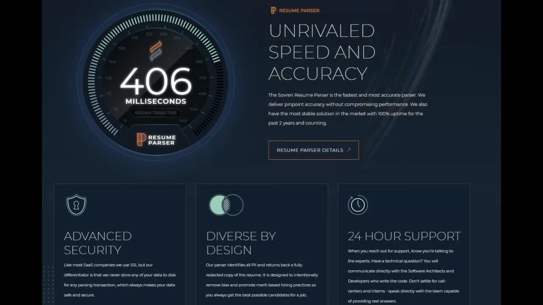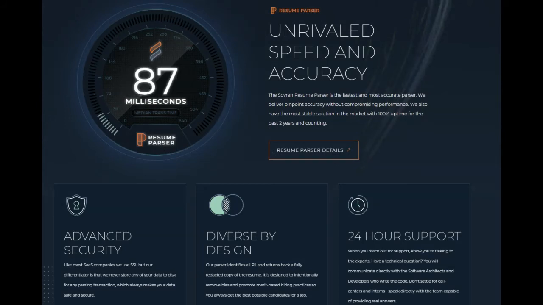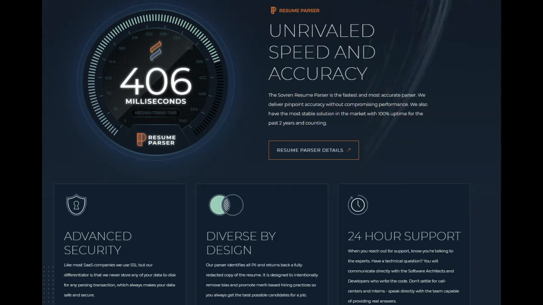Being the most accurate or the fastest individually is great, but being both is even better. Whether you're parsing 1 or 1 million resumes, our resume parser produces 10 times fewer mistakes than our competitors, while maintaining a median processing time of less than a half a second, which is 5 to 25 times faster than our competitors. That makes us the fastest and most accurate parser on the market.